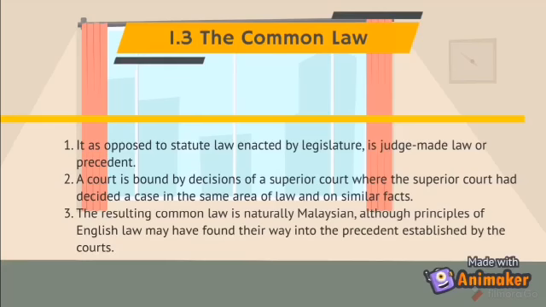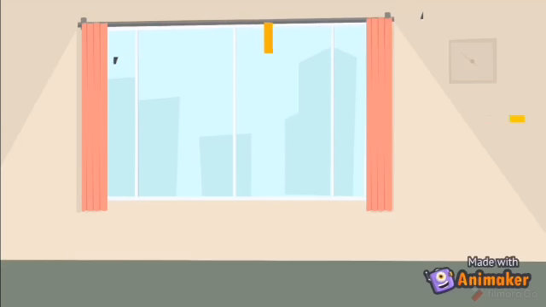A court is bound by decisions of a superior court where the superior court had decided a case in the same area of law and on similar facts. While the technique may be English in origin, the resulting common law is naturally Malaysian, although principles of English law may have found their way into the precedent established by the courts.